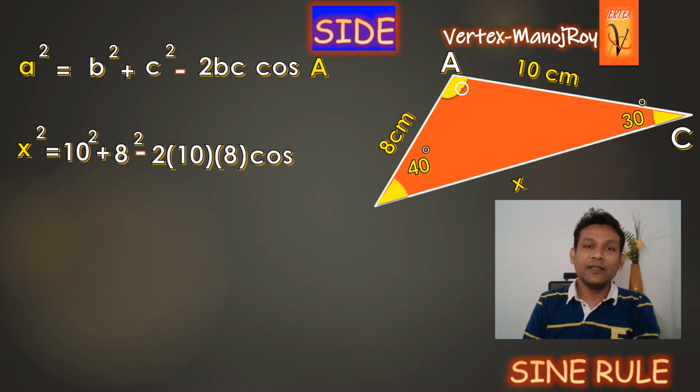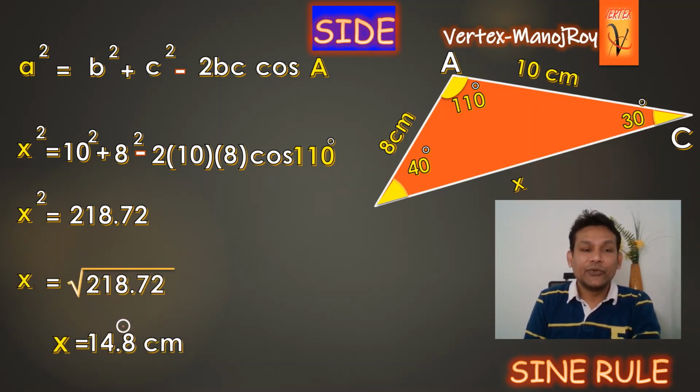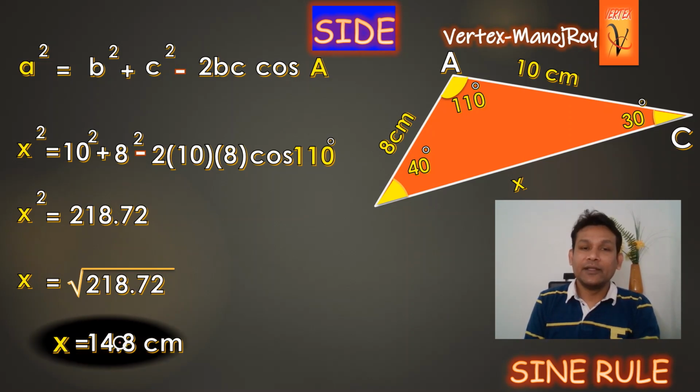How can we find this angle? We know the sum of the angles in a triangle is 180 degrees. So 40 plus 30 is 70 degrees. When I subtract 70 from 180, what is coming? 110 degrees. This 110 I will use here. After using these values, I will put the whole value in the calculator and get this result. Then to remove the square, I have to put a square root on the right-hand side, and using the calculator, that's your result: 14.8 centimeters.